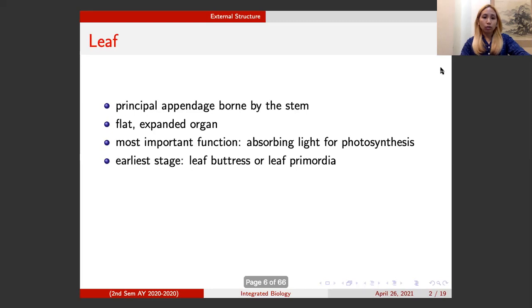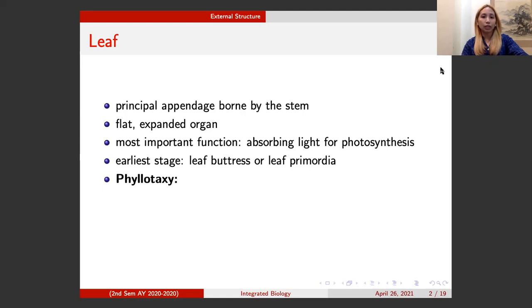Okay, so during the earliest stage of the leaf, during organ formation, the very first sign of leaf formation would be the formation of what we call the leaf buttress, or what we call the leaf primordia. Okay, so that is the origin of leaves. Now when it comes to arrangement, leaf arrangement on the stem is what we call phyllotaxy.